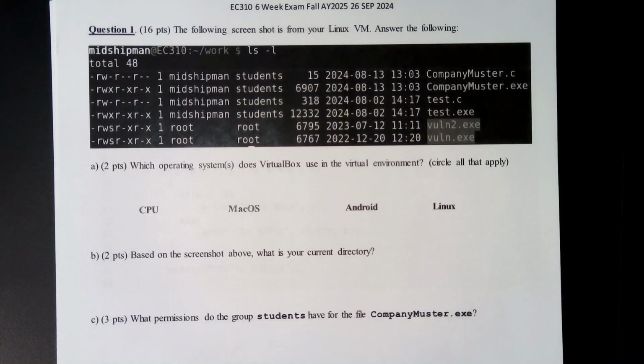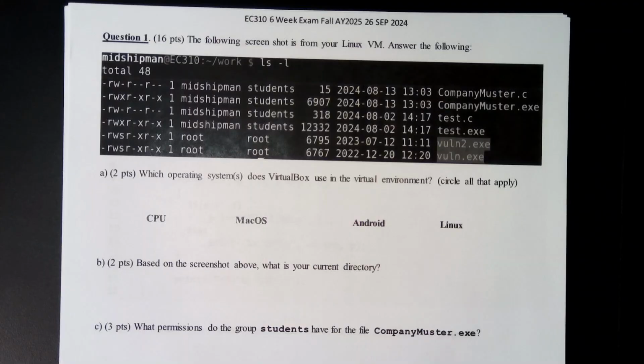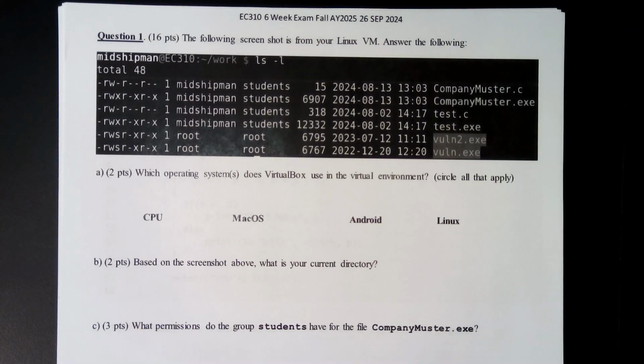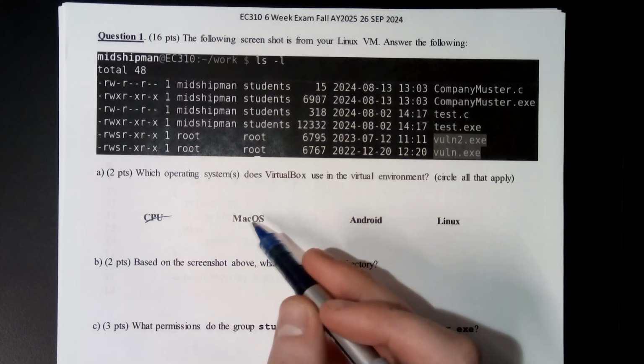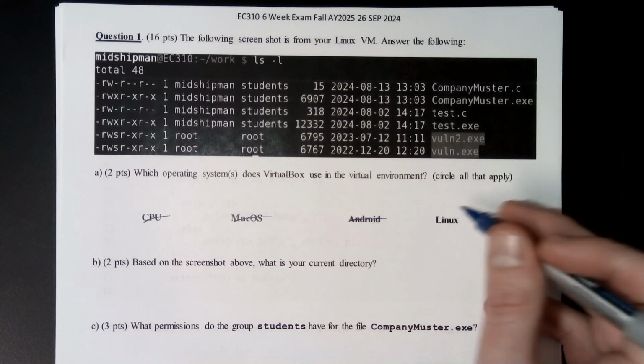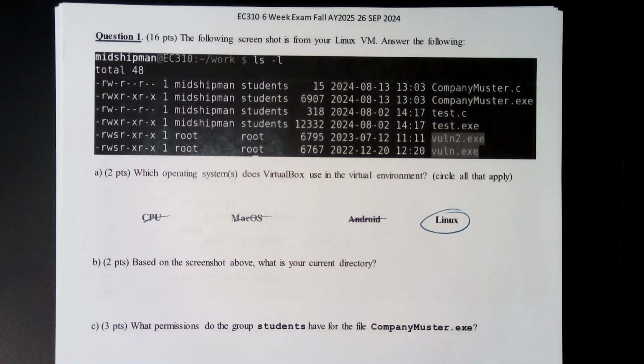This is concerning operating systems and some of the other computer hardware. First question, A: which operating system does VirtualBox use in the virtual environment? It's not a CPU, that's a piece of hardware. Not Mac OS, not Android, that's mobile. This is Linux, which is what we're using in this course.